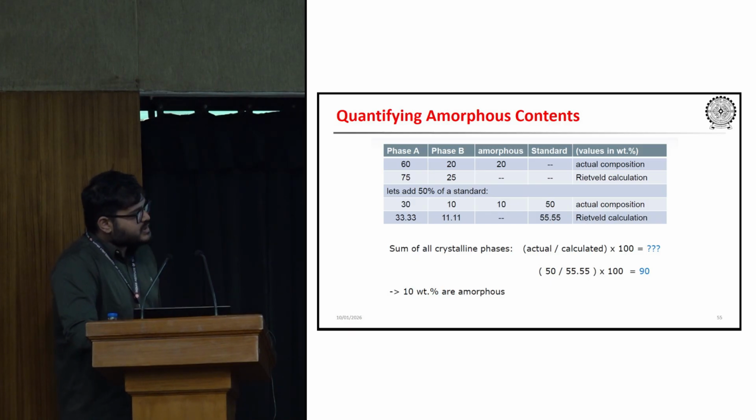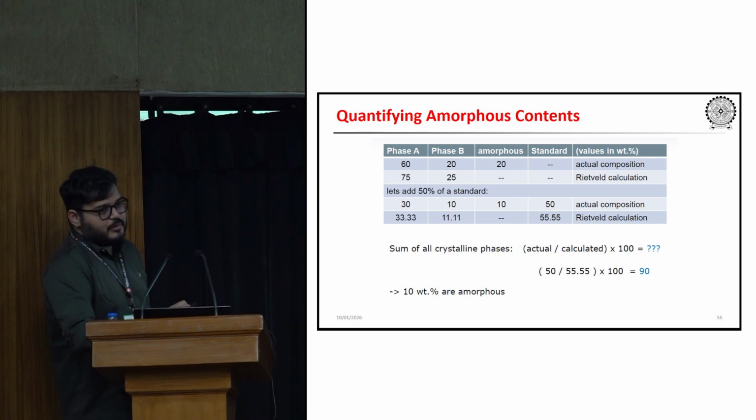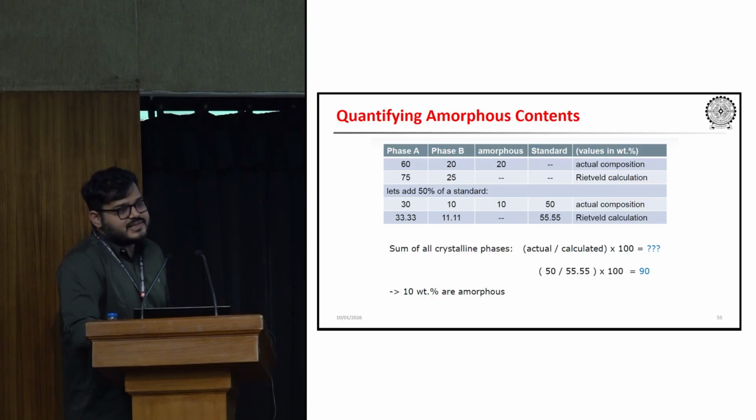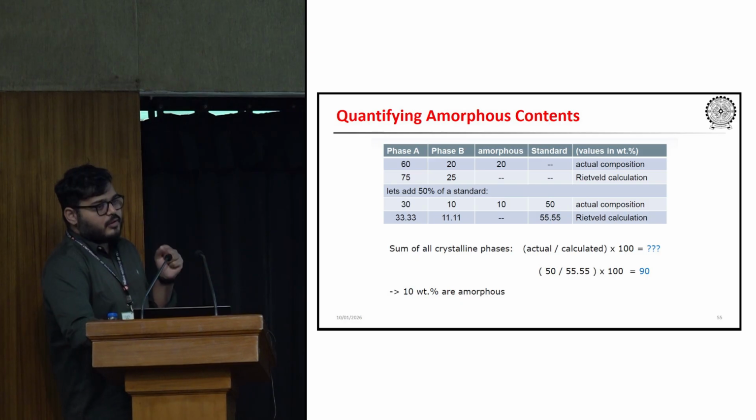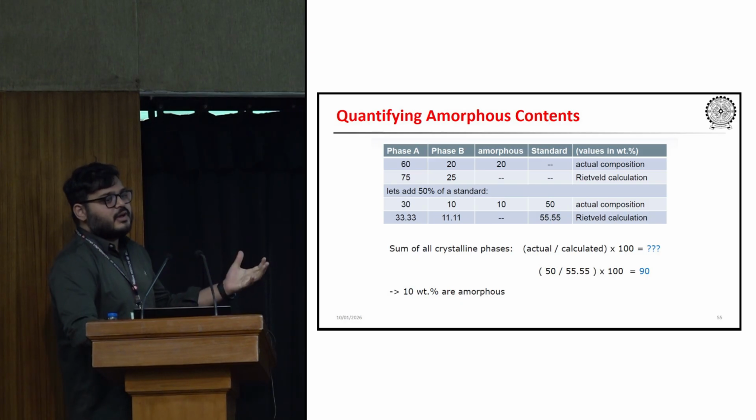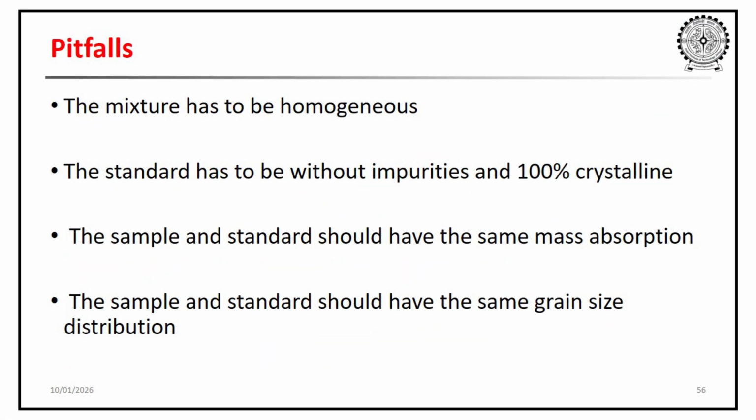And now we can use this 55.55% from the Rietveld analysis to back calculate the amorphous content. This is how you will be using the internal standard technique. A known amount of material is mixed with the powder, and then we back calculate based on the Rietveld refinement. Okay, but there are different challenges with this method.